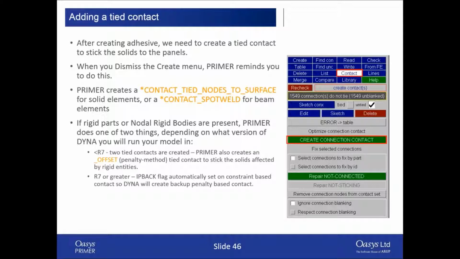In R7 or greater, there's actually a flag in Dyna that will do all that internally. It's called IP back, and if you set that on, then internally within Dyna, a penalty-based contact will be used in parallel with a constraint-based contact. So Primer will automatically set that flag if that is the situation in your model. But it's a really useful panel for checking the contacts that you have in your model and also fixing them as well by making sure they're correct and making sure everything is tied.